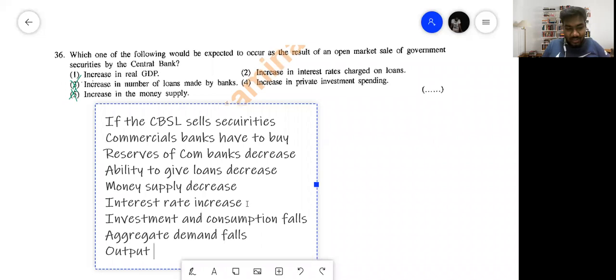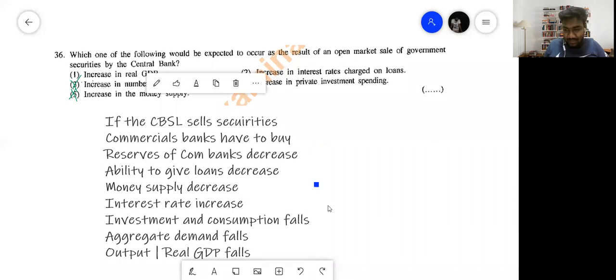So this connection you all need to be figuring out, right? At this level, I would expect that from you all. Any teacher would expect that from you all. The real GDP also falls. So you need to know how this all connects one by one.